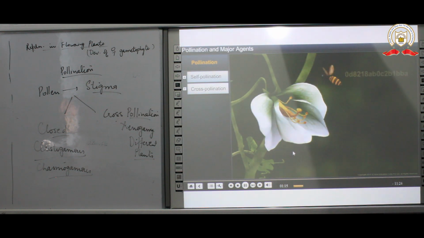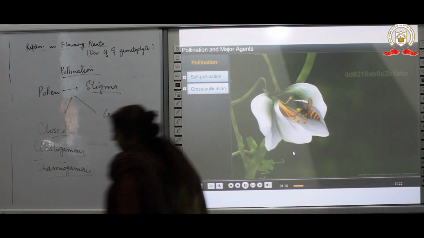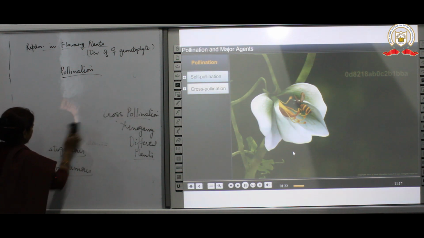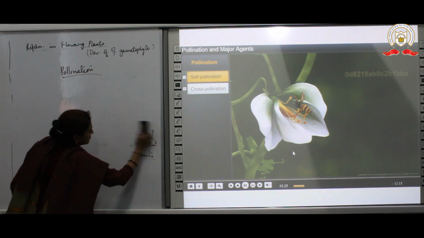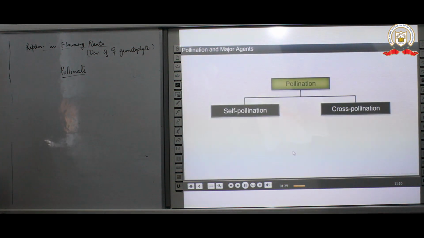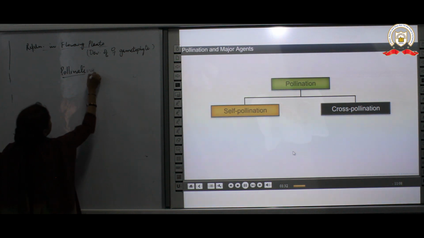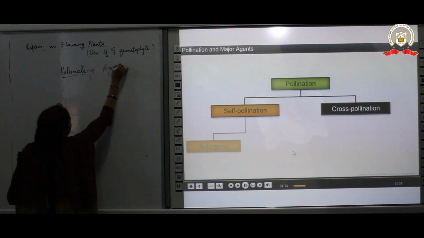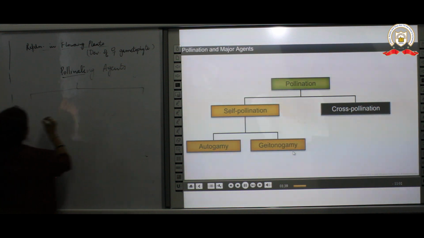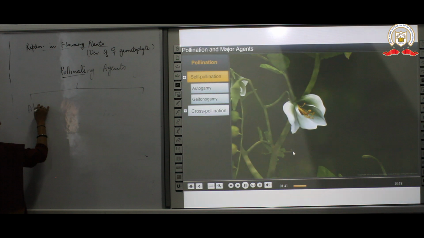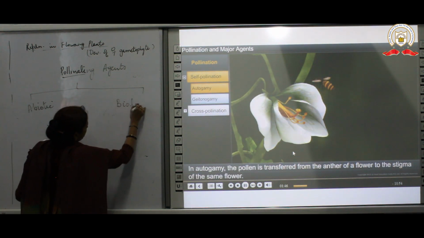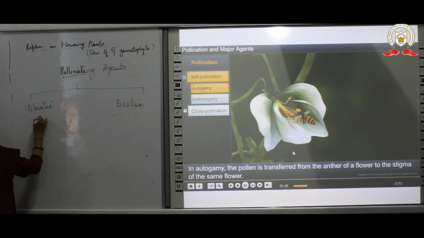When pollen is placed within the same flower or between flowers of the same plant, it is known as self-pollination. In plants, self-pollination can occur either through autogamy or geitonogamy. In autogamy, pollen is transferred from the anther to the stigma of the same flower.